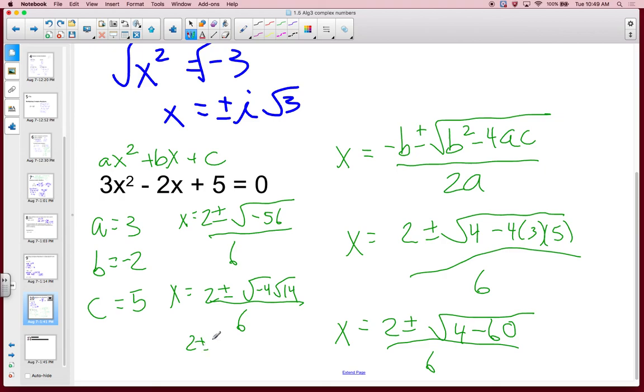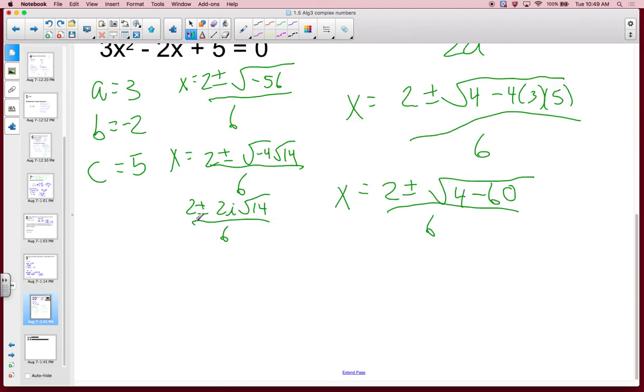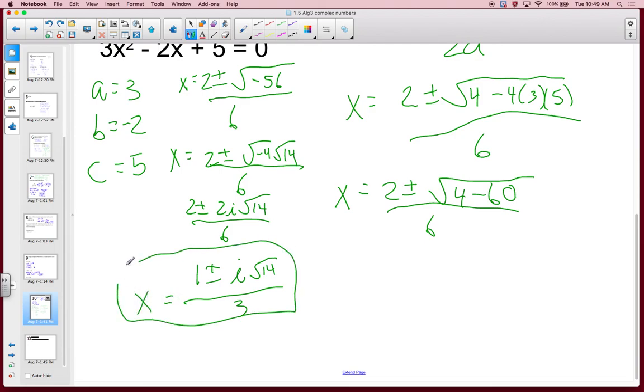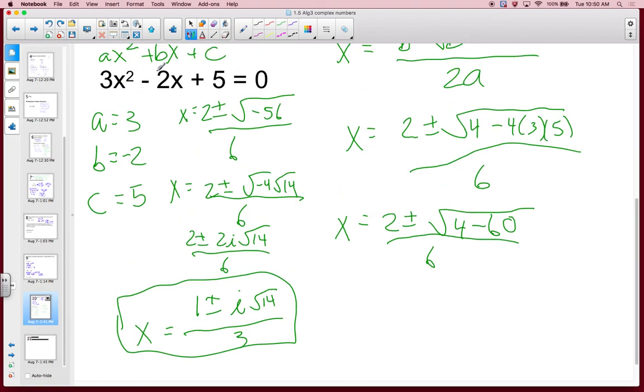So I get 2 plus or minus, the square root of negative 4 is a 2i, the square root of 14 over 6. I can simplify a little bit more by taking out a 2 from everything, so I'll be left with a 1 plus or minus i square root of 14 all over 3. This is our solution. It's a complex number. There's 2 solutions here because it's a plus and a minus. This is also telling us that it will not cross your x-axis if we were going to graph this quadratic and make the parabola.